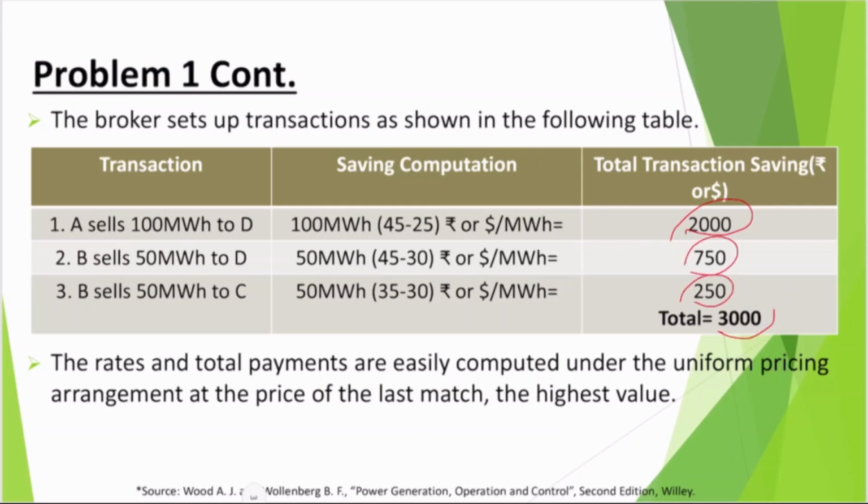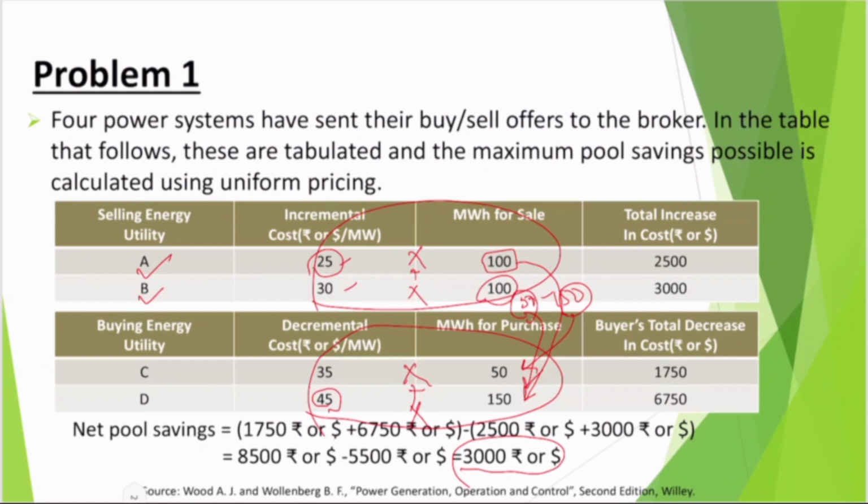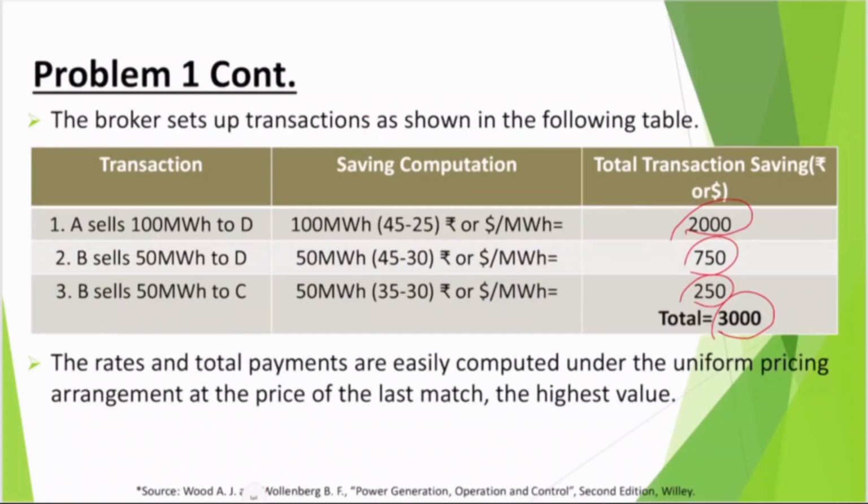So finally you get this 3000 rupees or dollars as the saving amount, which is almost the same as in the previous case. Now there, you calculate the saving as a pool, but in this case the saving is also distributed among the seller and buyer depending upon their transactions. So if they sell directly one to one, then you can say, okay, this gentleman A is eligible for 2000 rupees and B is eligible for 1000 rupees out of the 3000 rupees saved by the pool. So this kind of distribution can also be carried out.